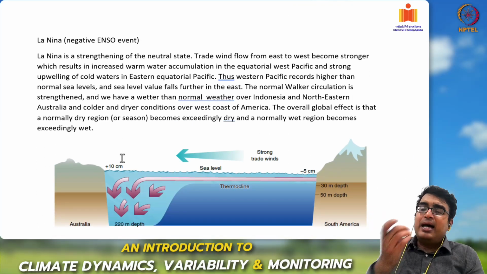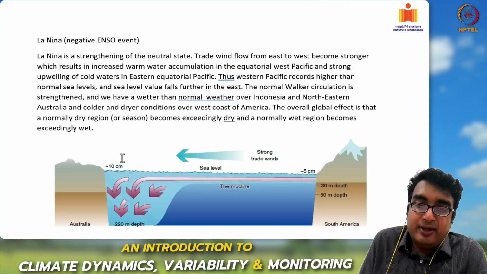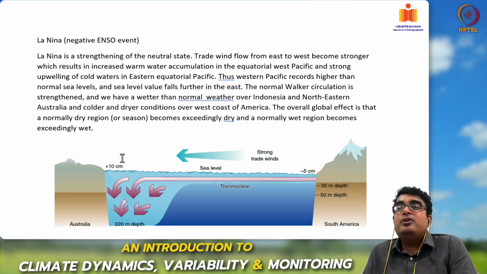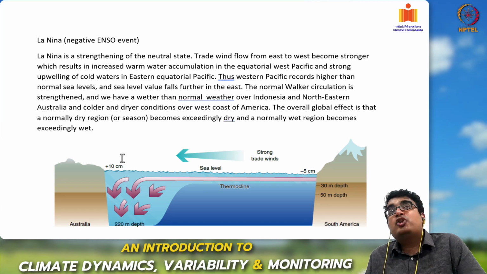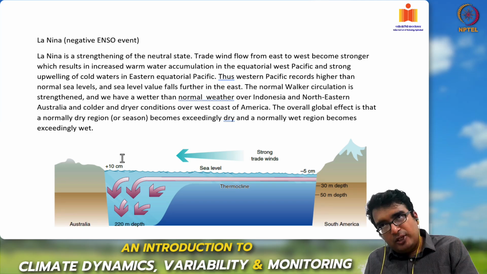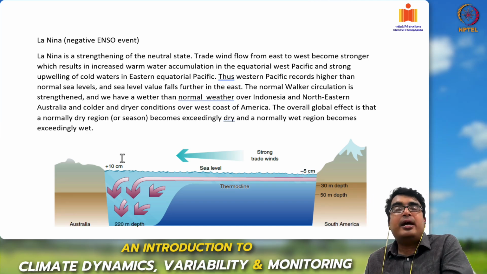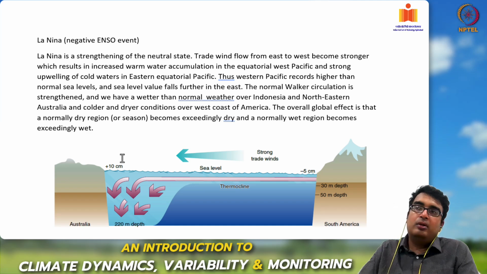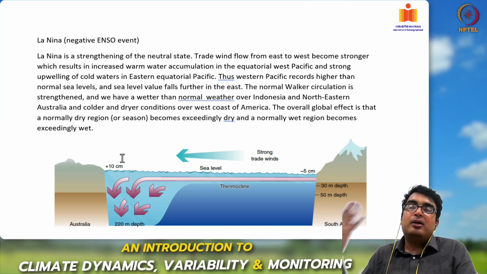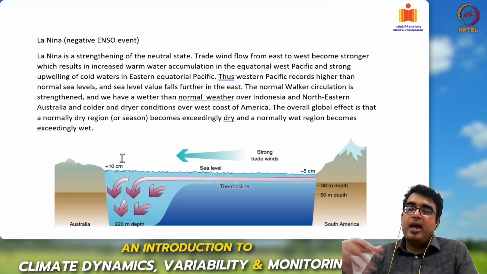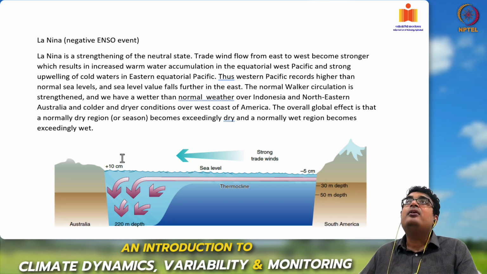Now, what is the La Nina event? La Nina event is an intensification of the neutral state. So, the trade winds are even stronger. There is a stronger low pressure zone over Indonesia, and an even stronger high pressure zone over the west coast of America. As a result, the normally dry regions are even drier and normally wet regions are even wetter.